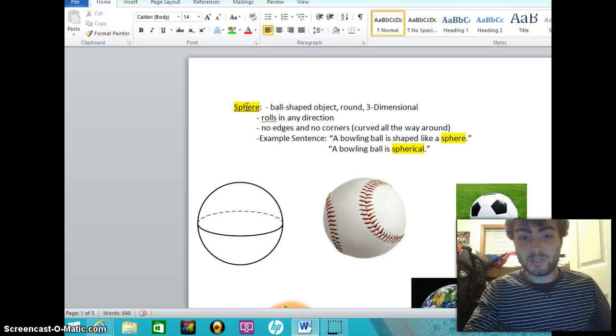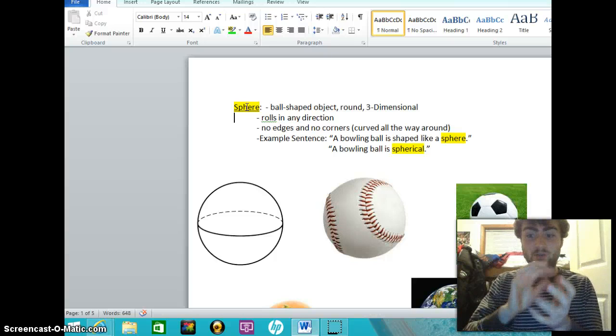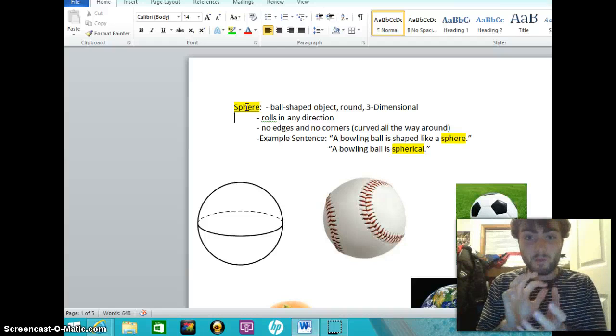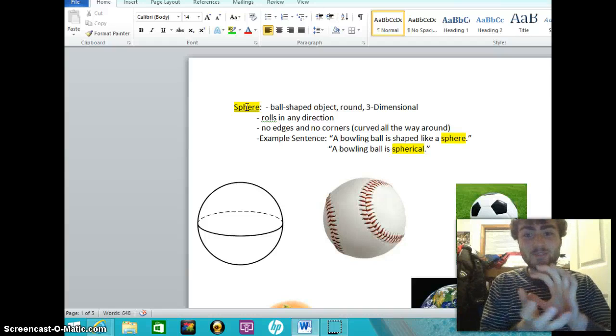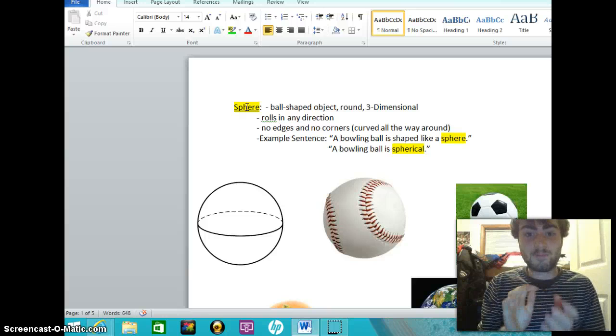So when you hear the word sphere, I want you to do this, like a ball. Practice this with me, ready? A sphere is a ball-shaped object. Repeat that back to me. A sphere is a ball-shaped object.